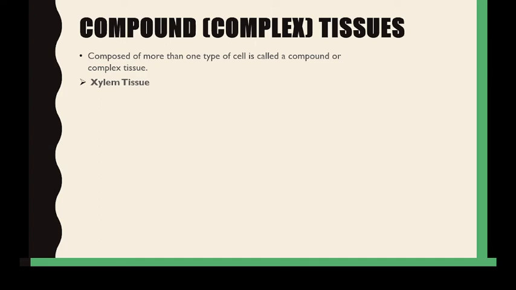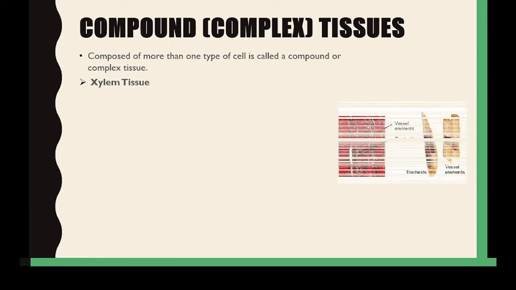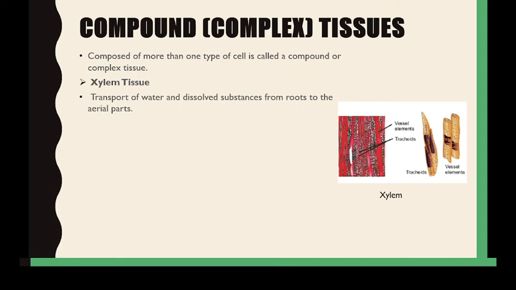And compound tissues. Compound tissues are also known as complex tissues. And there are two types of compound tissues, xylem tissues and phloem tissues. Xylem tissues are responsible for transport of water as well as dissolved substances.